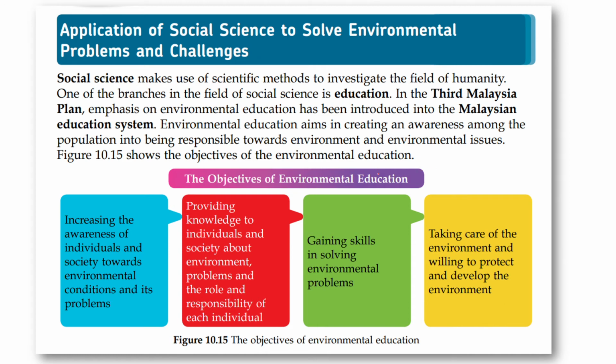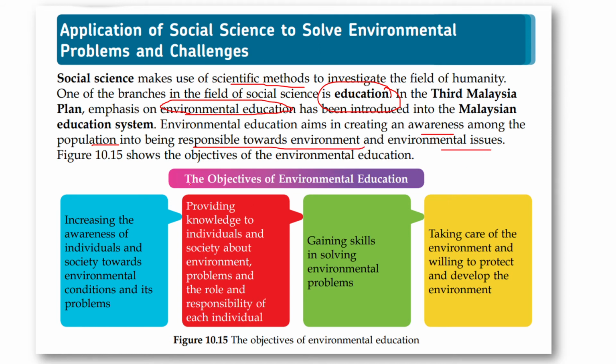Okay, next is on application of social science to solve environmental problems and also challenges. Social science makes use of scientific methods to investigate the field of humanity, and one of the branches in the field of social science is education. So in the Third Malaysia Plan, emphasis on environmental education has been introduced in the Malaysian education system, and the aim is to create awareness among the population into being responsible towards the environment and also environmental issues.